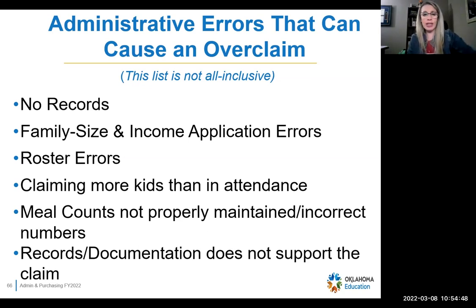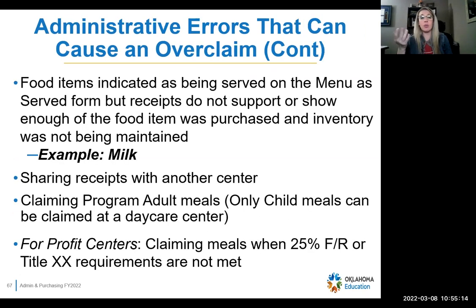If you claim more kids than what you have in attendance, if your meal counts are not properly maintained or there are incorrect numbers, or if your records or documentation do not support the claim. When we come out to do a review, what we're doing is validating the last month that you claimed. We're validating that we paid you correctly. It happens a lot with records that people will not have all their records done, but they'll file a claim. We're like, well, how did you file a claim if your records weren't done?